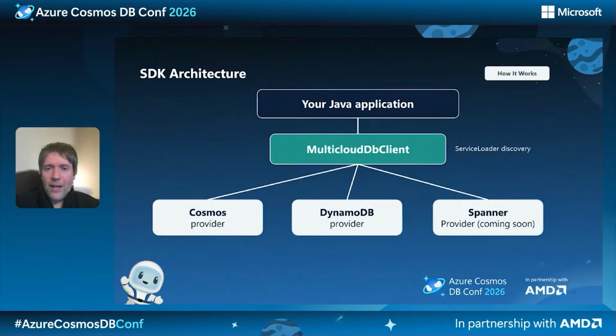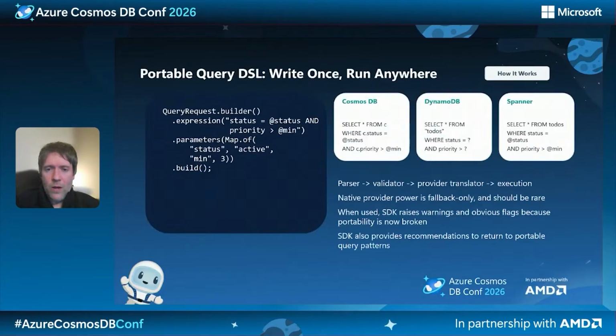So here is a simple architecture view. You have a Java application that's going to be connecting to the multi-cloud DB client, and then you have a service loader discovery that's going to load the appropriate module, driven by config files only. And this is very similar to what you get out of things like Spring and Hibernate and so on. But again, as we've said, this is portability from the ground up and strict guarantees around not only the feature set, but the behavior of those features as well.